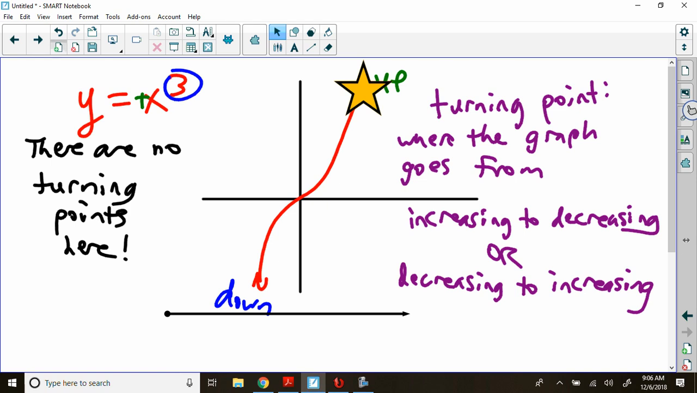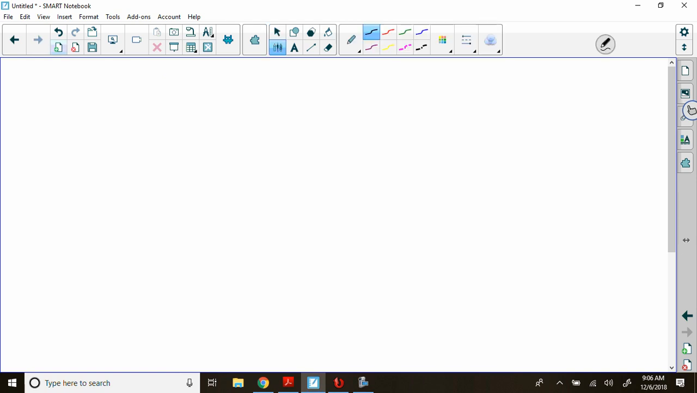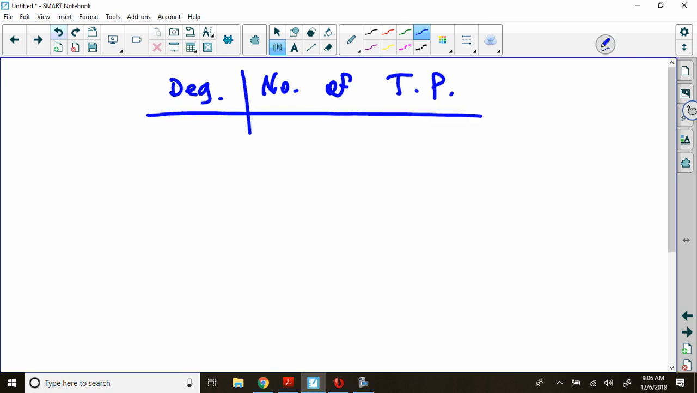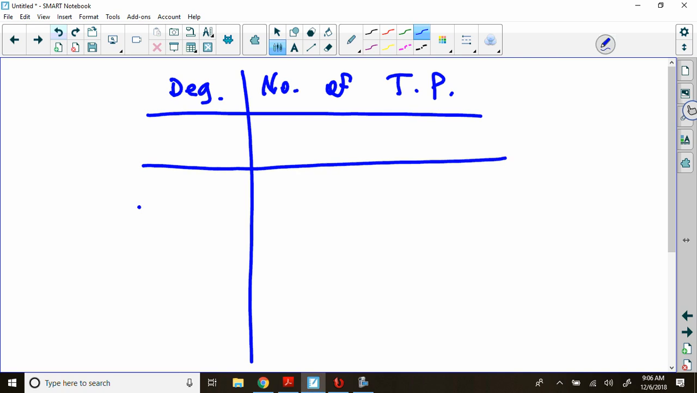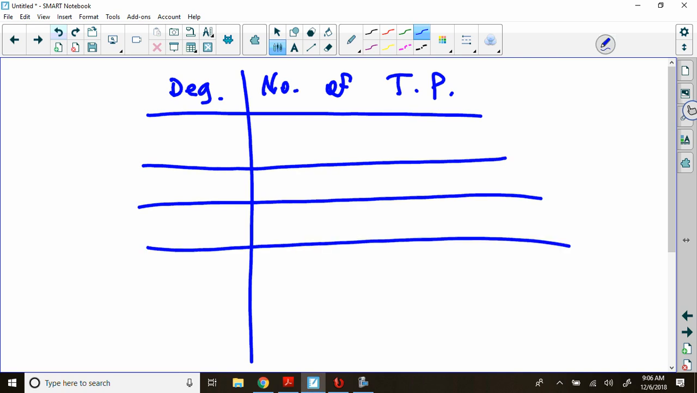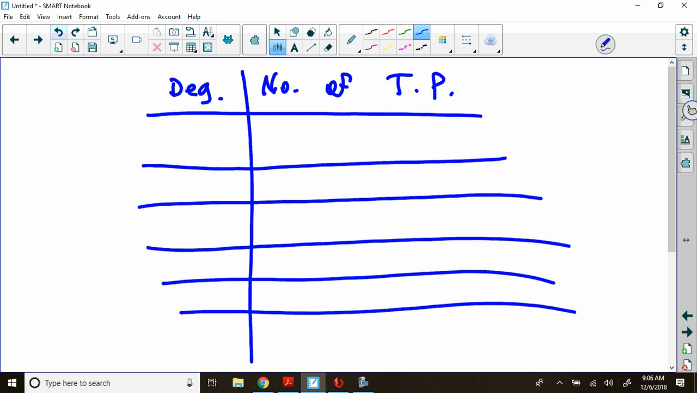So it's a great exercise to look at the degree and to look at the number of turning points. And we'll see if we can draw a conclusion about this. I don't think the right side of the table needed to be that long.